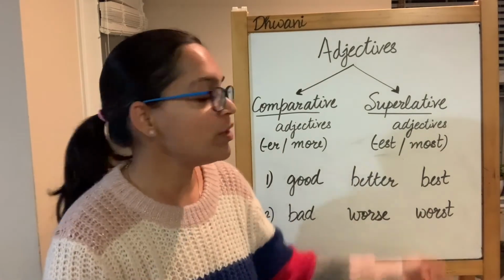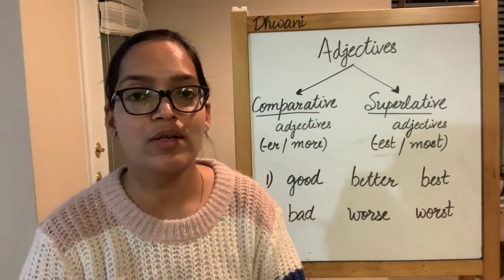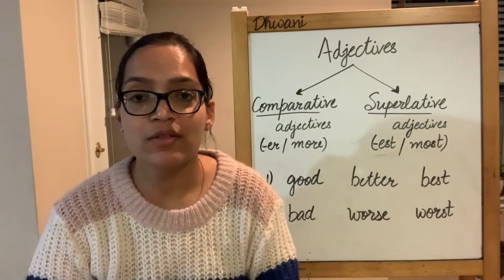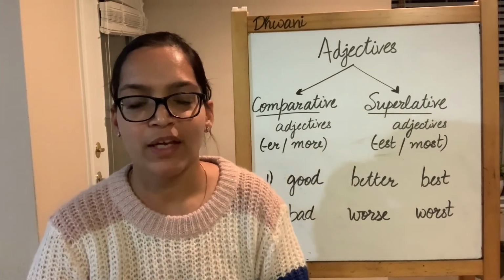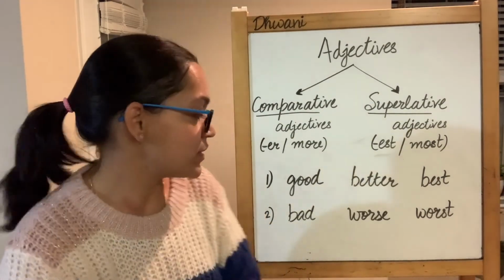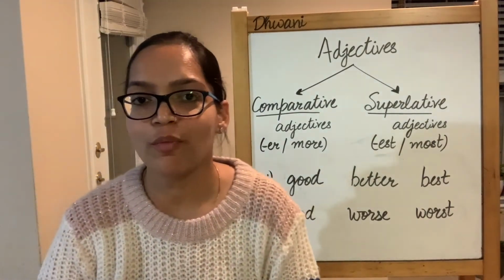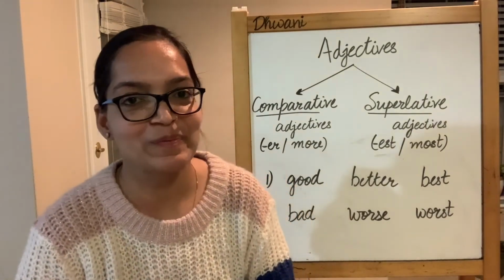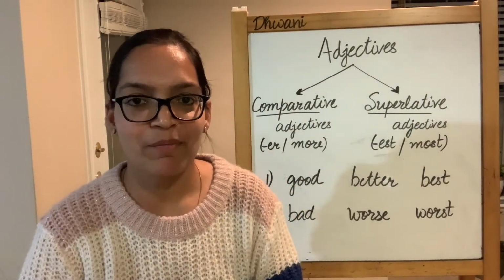But in the superlative form, it changes to worst. It is the worst bug that I've ever seen. You are describing the bug, you're using the adjective bad, but in the superlative form, it changes its form to worst. And another example would be far.